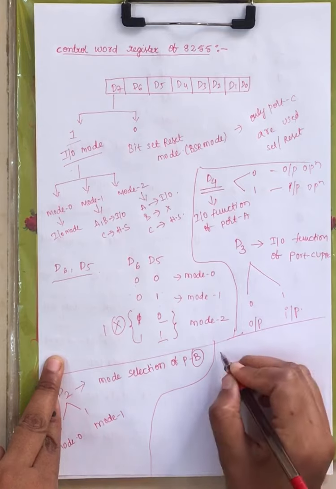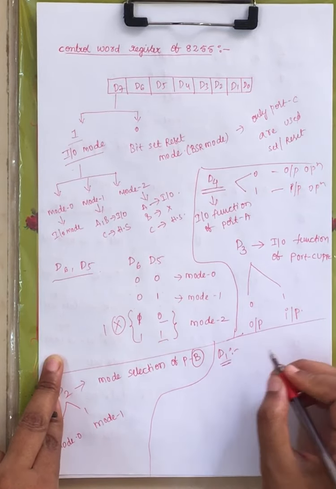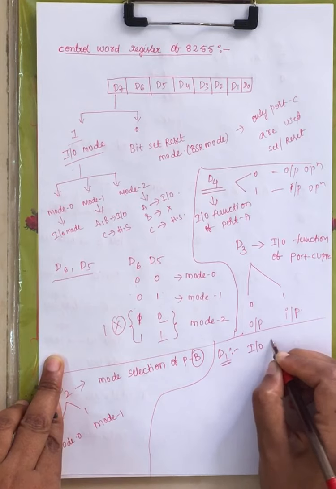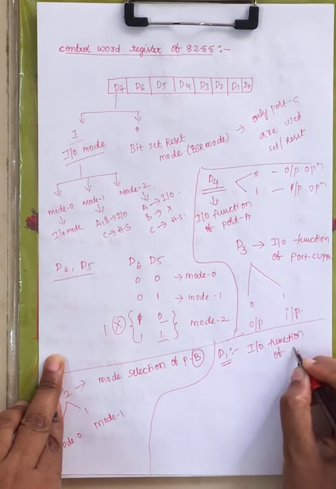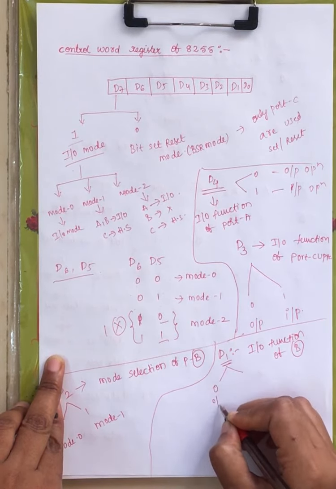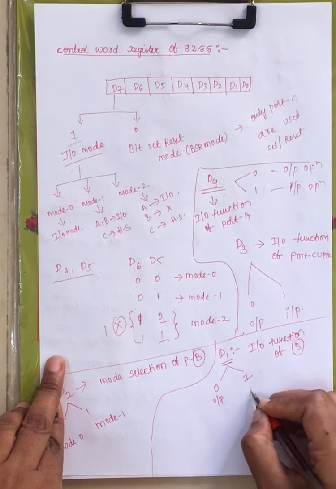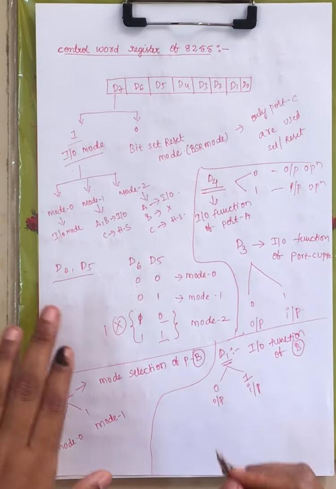And next we have the D1 bit. Now this specifies the IO function of port B. For 0, output function. This is the same for everything. For 1, it is input function. Now that is about D1.